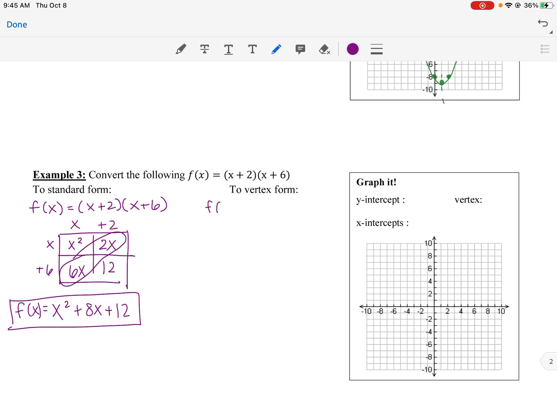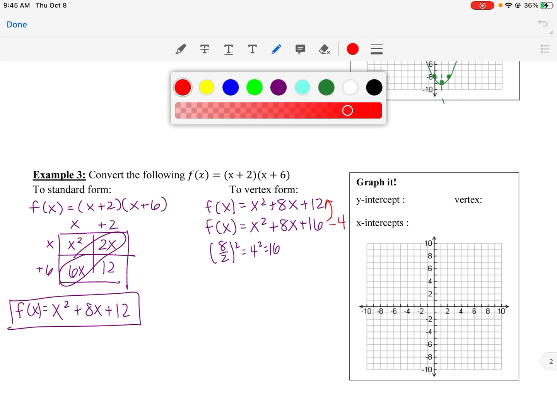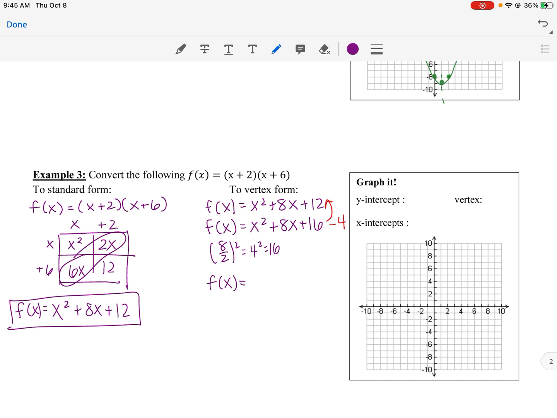To find your vertex, we're going to take what we had in standard form. Remember, we're going to write the perfect square trinomial with those first two terms. So we're saying, what completes that square? If I take 8, divide it by 2, and square it, I get 4 squared, so that's 16. I'm going to add 16. But remember, these are not equal right now, so how do I get from 16 to 12? I subtract 4. We can now rewrite those first three terms as a perfect square trinomial, which is x plus 4 squared minus 4.